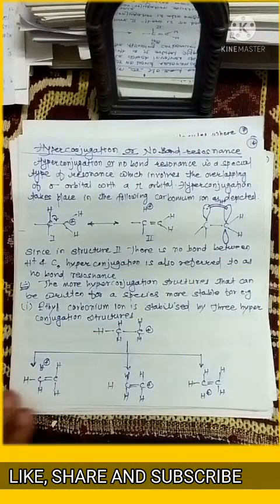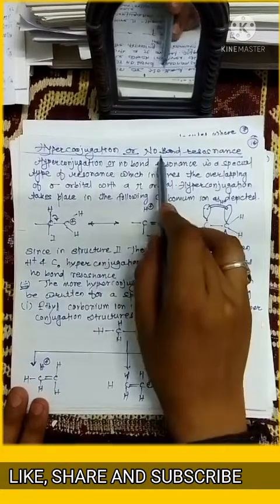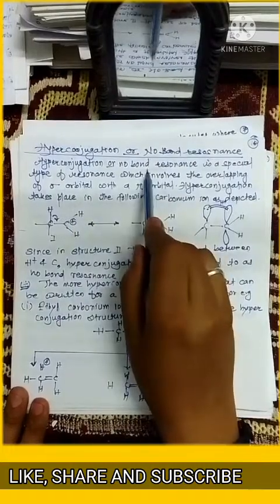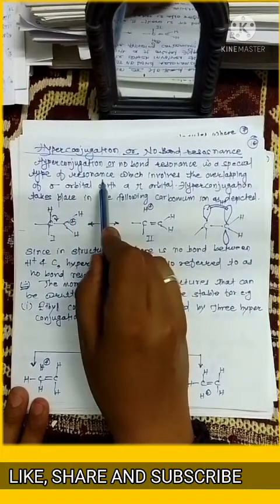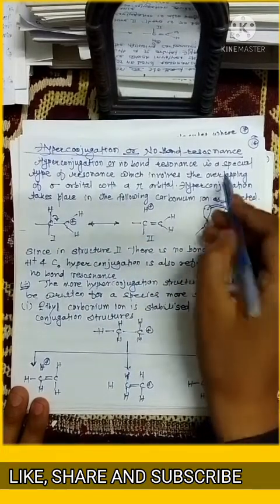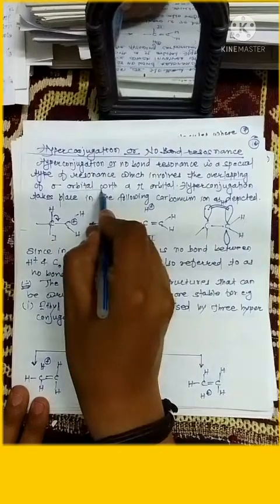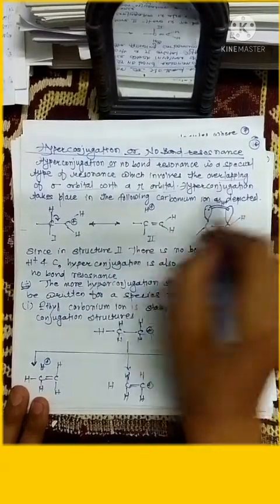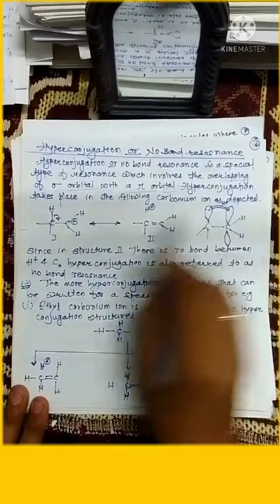Now we are going to see hyperconjugation or no bond resonance. Hyperconjugation or no bond resonance is a special type of resonance which involves the overlapping of sigma orbital with a pi orbital. Hyperconjugation takes place in the following carbonium ion.